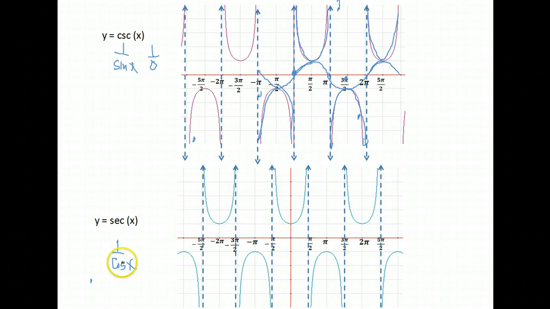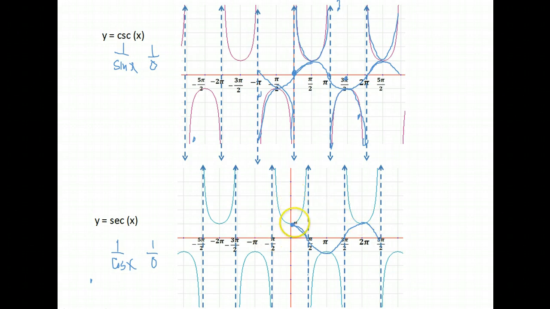Now secant was 1 over cosine. So again, every time we get to a place where cosine was 0, we're going to have an asymptote. Okay, so that's why pi over 2 has an asymptote for secant, because cosine is 0 at pi over 2 and at 3 pi over 2. Now if we were to draw a cosine function, remember at 0 here it starts up at 1, comes down through 0 here, hits -1 for pi, comes back to 0, up to 1, back to 0.